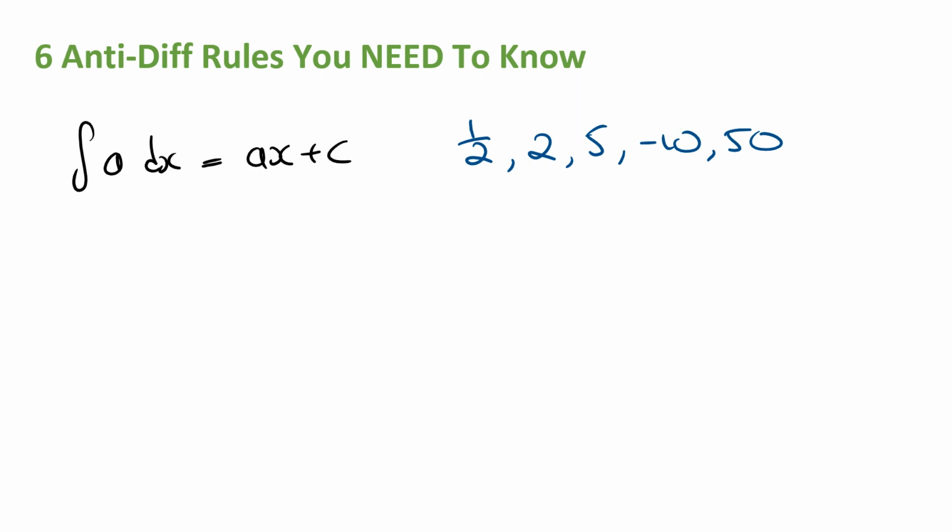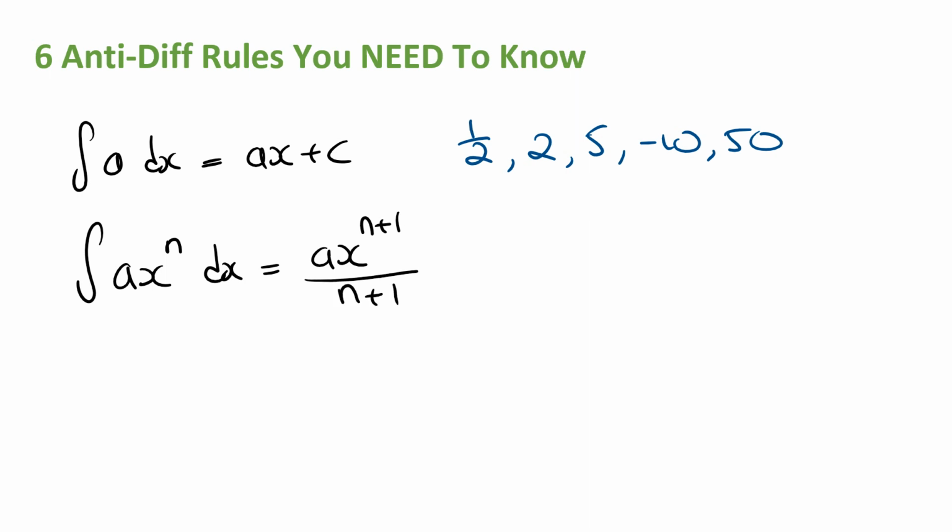The second rule is when you're integrating x raised to a power. And so if we have the integral of some constant times x raised to the power of n, then this is going to equal the constant times x raised to the new power n plus 1 divided by the new power n plus 1. And then plus c.